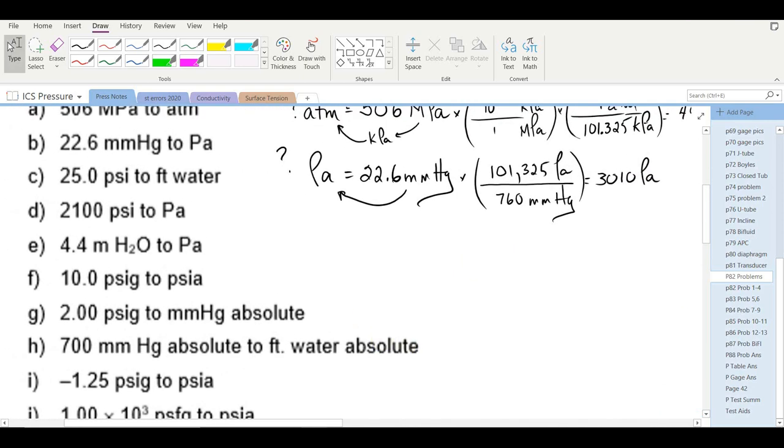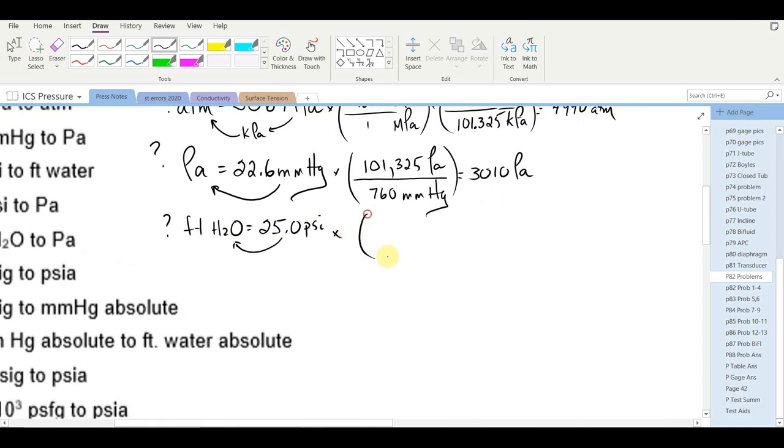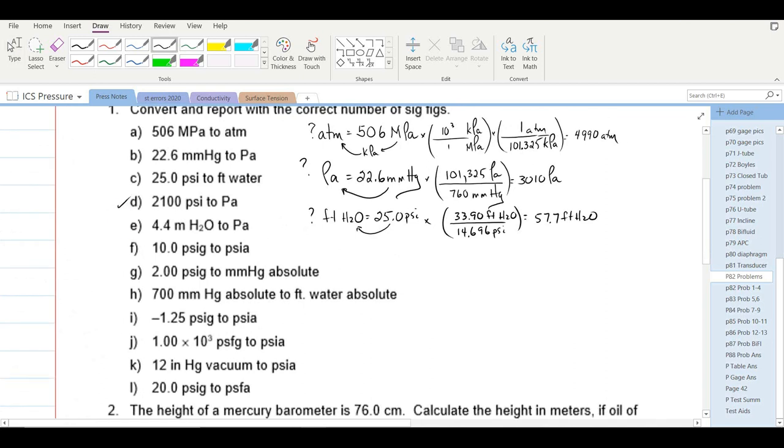C. How many feet of water is 25.0 psi? We can convert directly. There are in 1 atmosphere 14.696 psi and 33.90 feet of fresh water is 1 atmosphere. And that's 57.7 feet of water. It's that simple. So you should do D and E as well at this point.